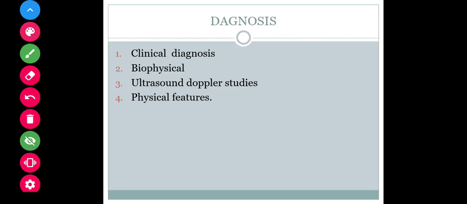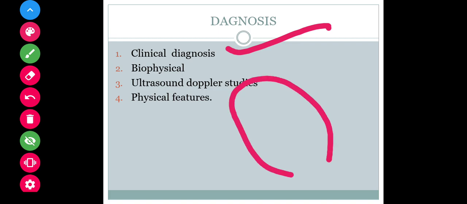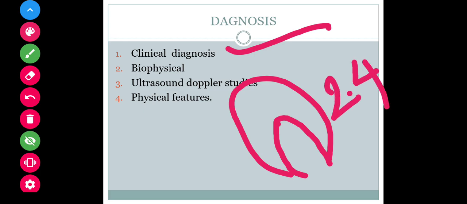Next, diagnosis, clinical diagnosis. Under clinical diagnosis, clinical palpation, what is the fundal height? Symphysis fundal height: when a fetus is growing up to the mark, suppose the fetus has to grow till the umbilicus by 24 weeks. But if it is not growing up to the umbilicus, that means the fundal height is less and the baby is not growing up to the mark.